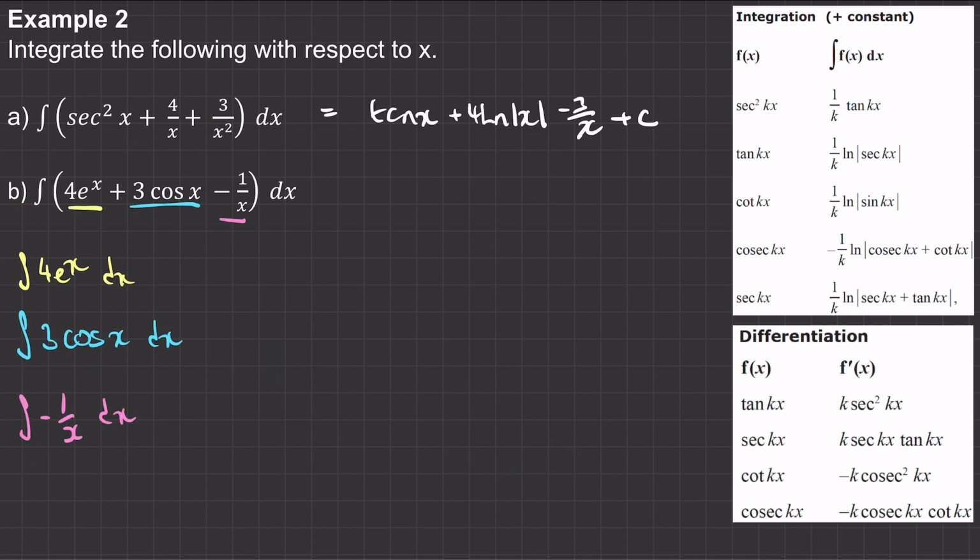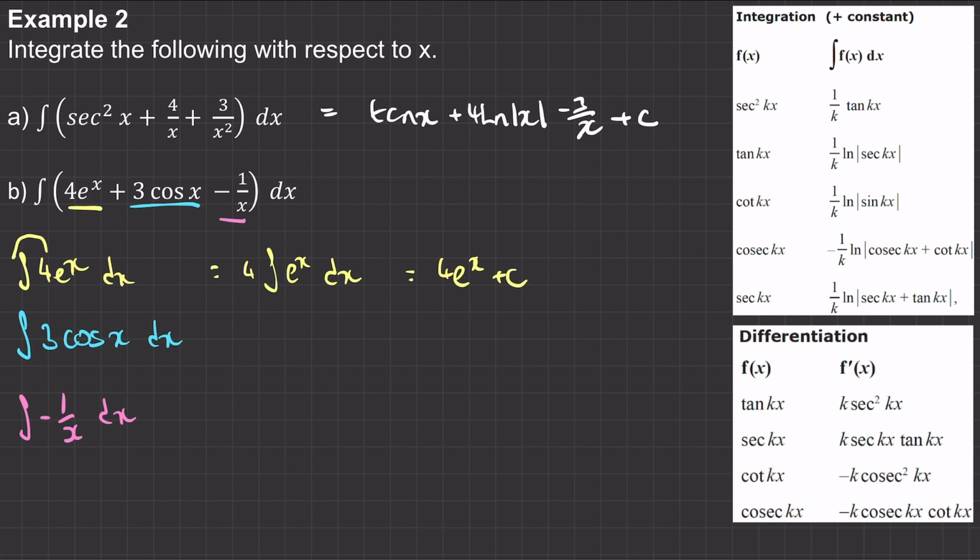Okay, so welcome back if you had a go. So you can see that I've broken them up into 3 separate integrals. So we'll do the 4e to the x first. We'll move a 4 in front of the integral sign. And when we integrate e to the x, we get e to the x. So this will be 4e to the x plus c.